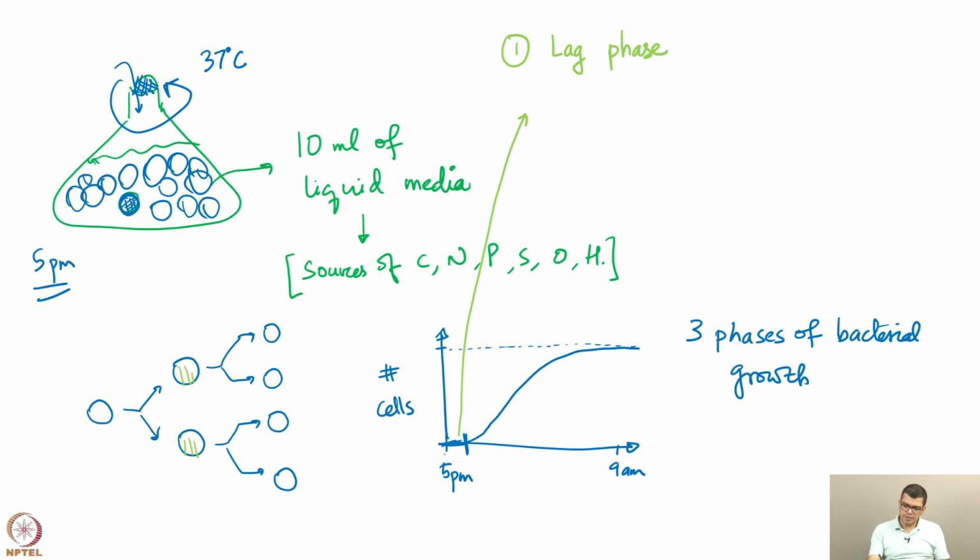So, this lag phase is associated with the time that is needed for the bacteria to acclimatize to the new environment that it has been asked to grow in, and make the necessary cellular machinery which would facilitate that growth, and then you would begin to see growth. So, that is the lag phase associated with growth. The second phase is called the log phase or the exponential phase.